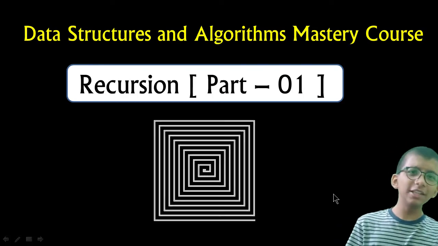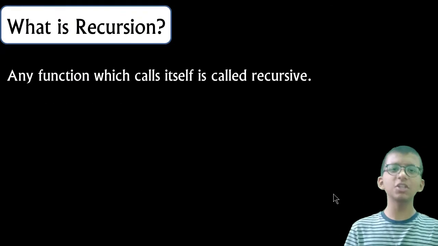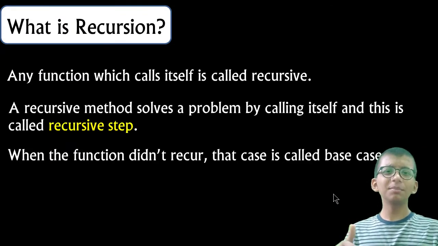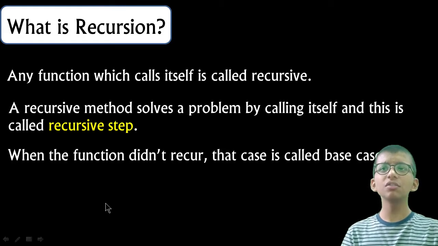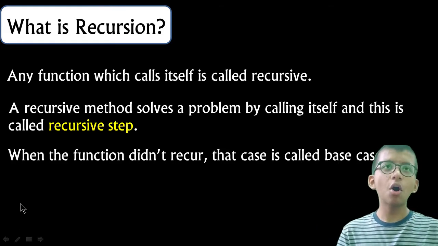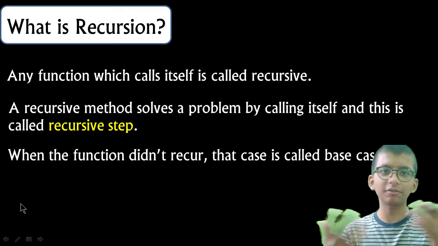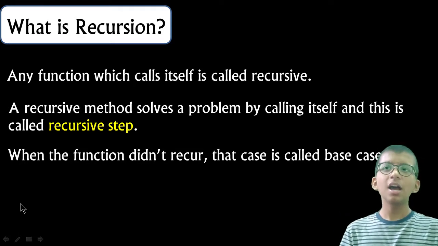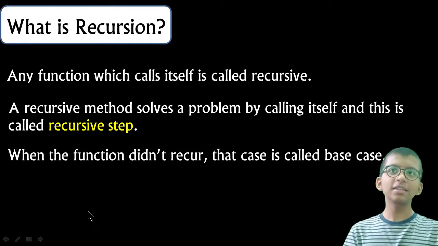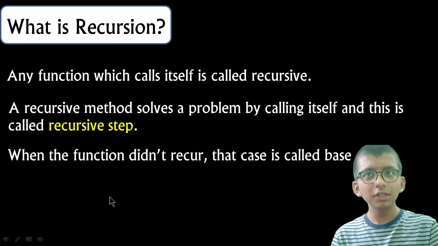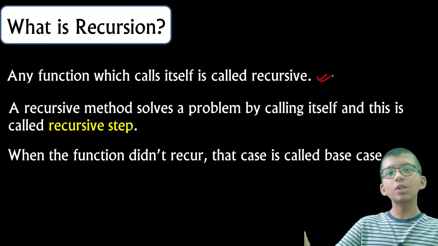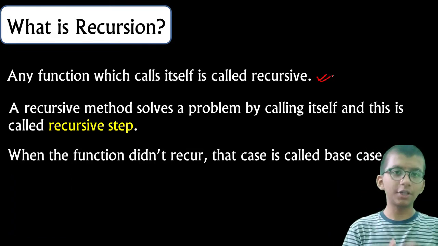Okay, so first of all, let's take a look at a formal definition of recursion. Many of us have been told that a function which calls itself is called a recursion or recursive function. This is the recursion definition, and many books also state that. So it is good that a function which calls itself is called a recursion.